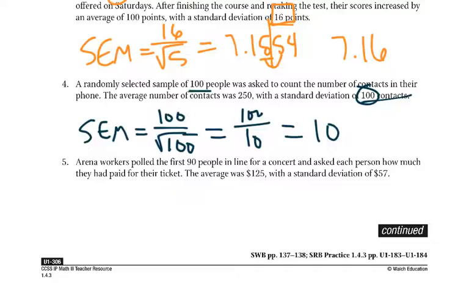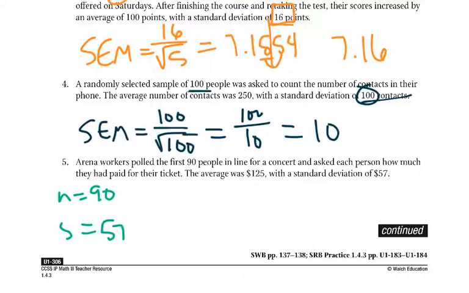Okay, number 5. Arena workers polled the first 90 people in line for a concert and asked each person how much they had paid for their ticket. So n would equal 90. Okay, what's our standard deviation? The average was 125 with a standard deviation of 57.